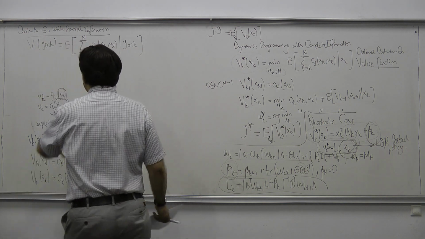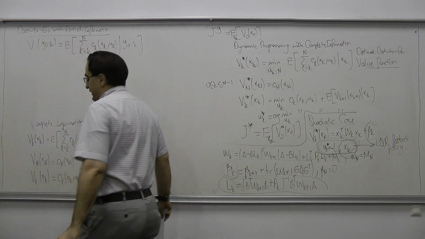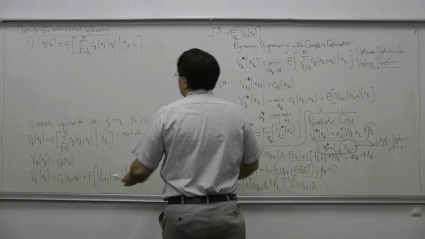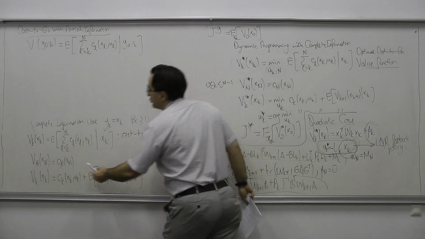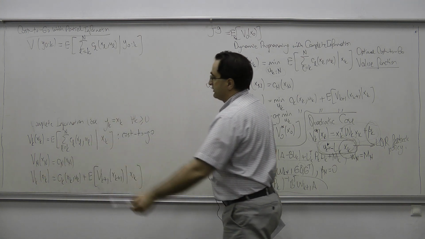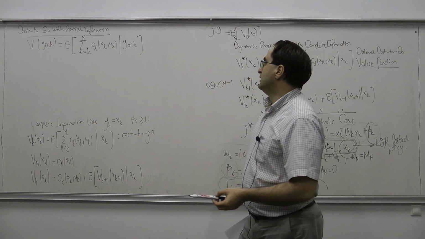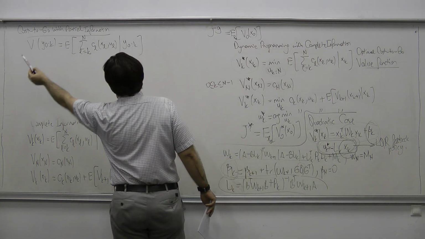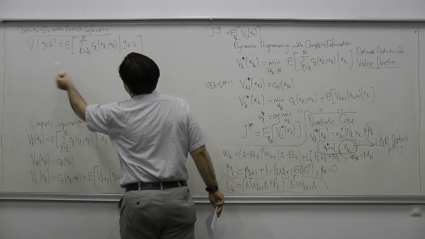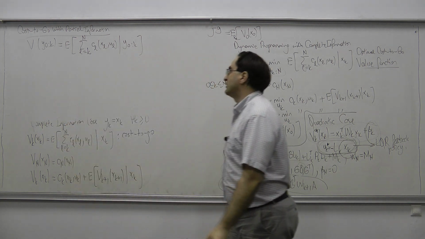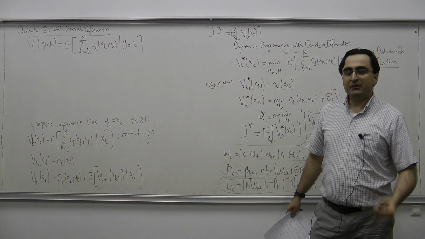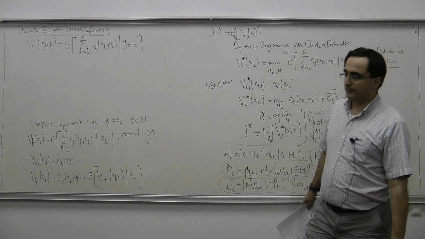Okay? So then the question is, in the complete information case, we could find the recursion for this cost to go. What about the partial information case? Can we find a recursion for such a quantity? And the answer is going to be actually yes.